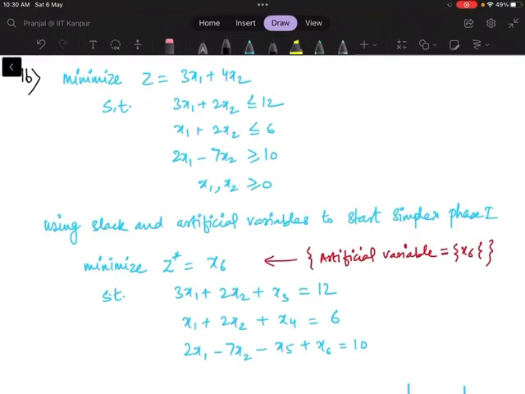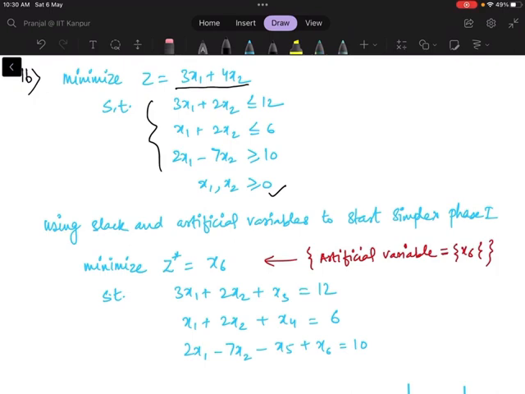Hi everyone. So this is example 2 of the simplex method. In this I'll try to minimize this objective function, 3x1 plus 4x2, subject to these three constraints, with x1, x2 being non-negative.